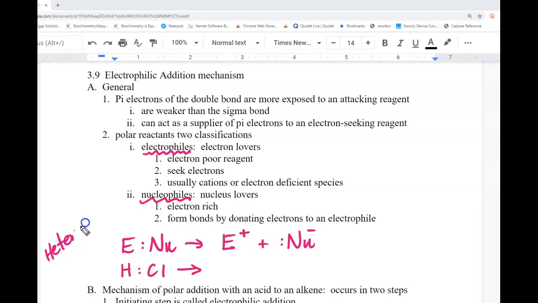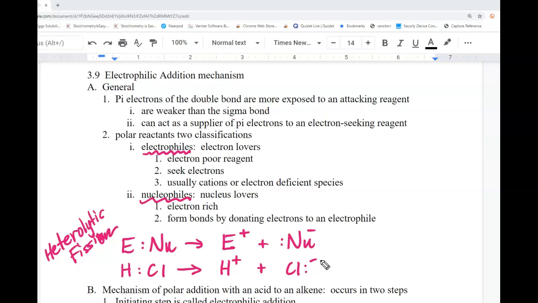Heterolytic fission is going to break apart unevenly. As you can see, the electrophile ends up with no electrons, and the nucleophile ends up taking the electrons with it. So that's how that's going to work out there.